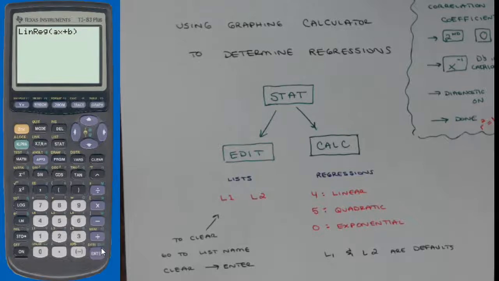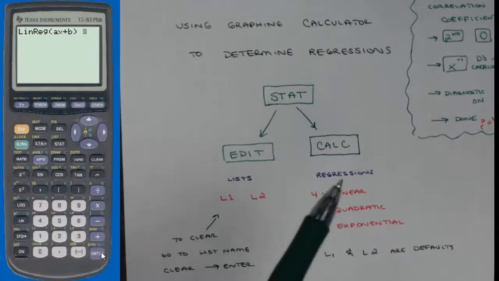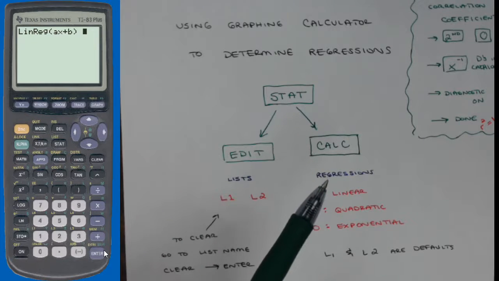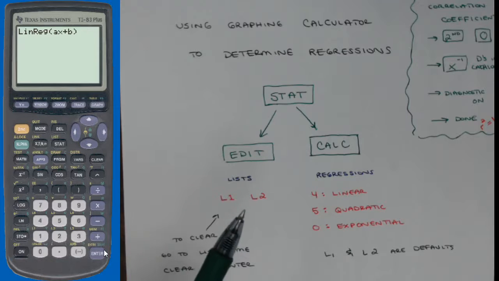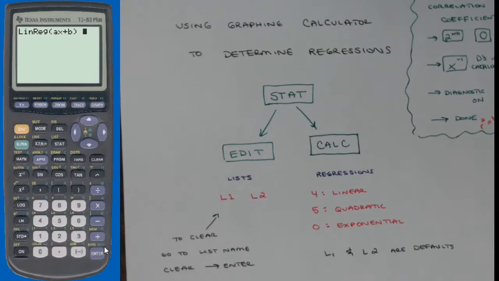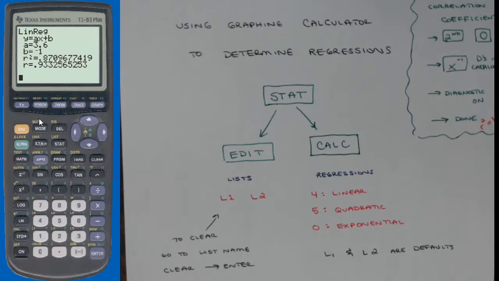And right now, if we hit enter again, and by the way, the default lists are list 1 and list 2. So you don't have to type the list names in here. If you're using something other than list 1 and list 2, you actually have to type those in. So we're just going to hit enter, and notice that the r squared value, here's your correlation coefficient, here's the square of that, and the closer it is to 1, the more perfect the fit. So you're like, that's pretty close to 1. That's a pretty good fit.